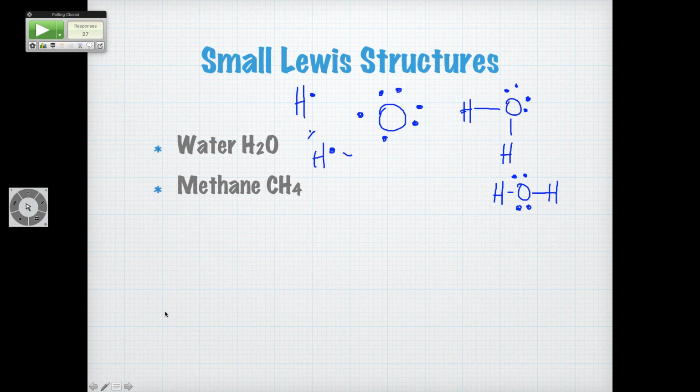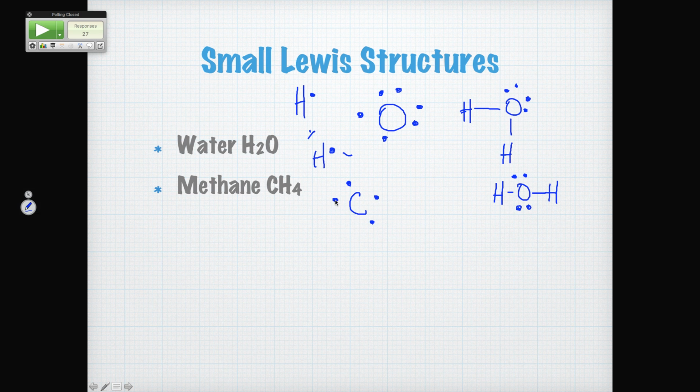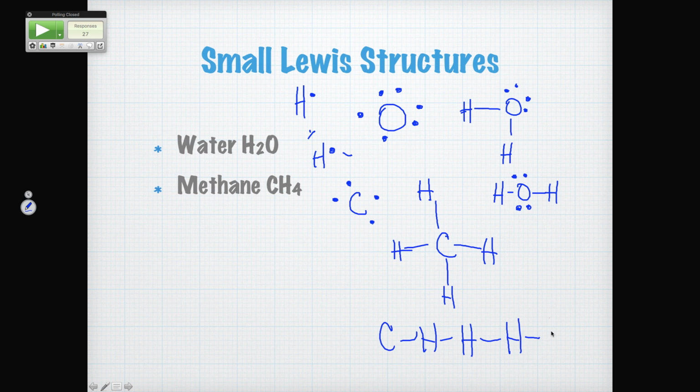Methane, CH4, another one you might have done before. Carbon will make how many bonds? 4. And we have how many hydrogens? 4. They'll each make 1 bond. So we have a carbon with 4 bonds around it. Do not write it like this, which, yes, I have seen. What's wrong with that? About 50 things.